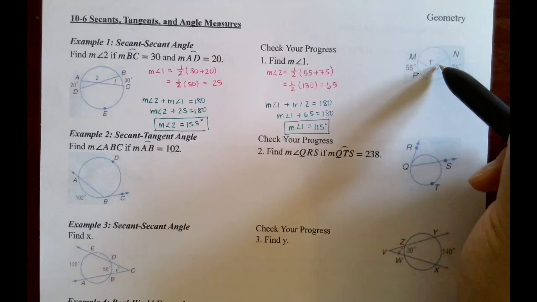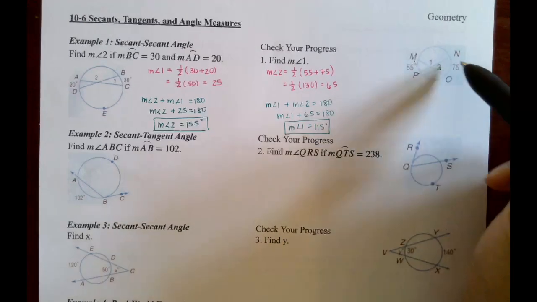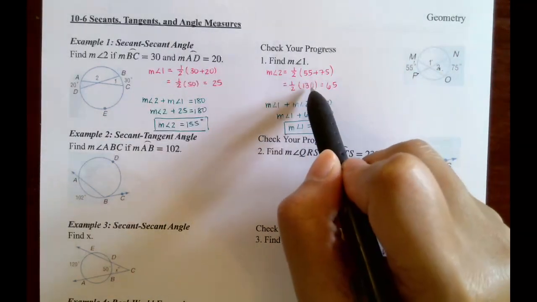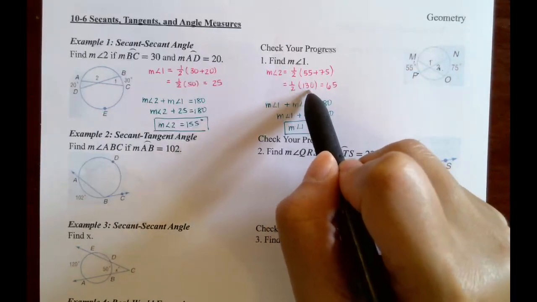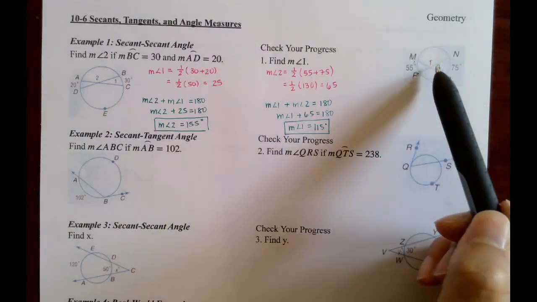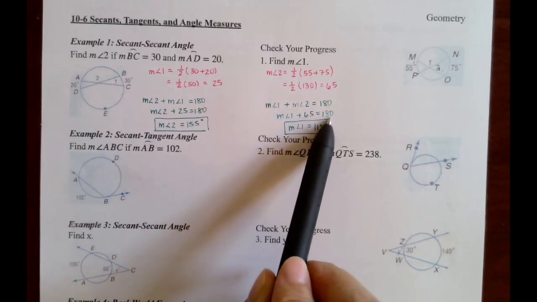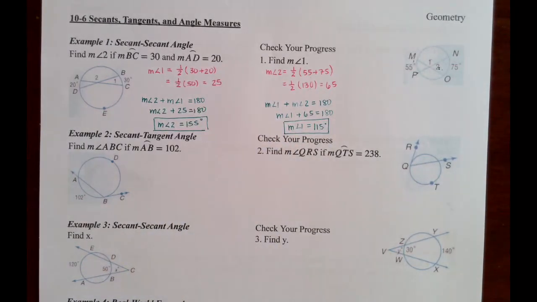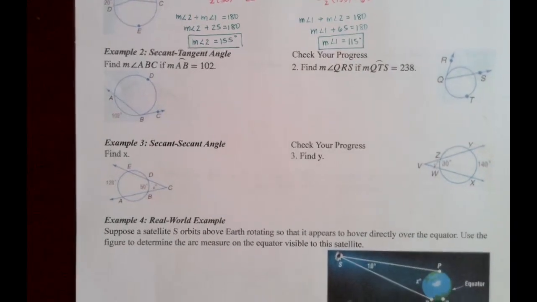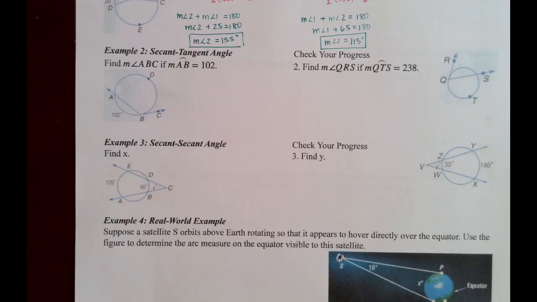Method 1 uses finding angle 2 first and then using a linear pair. That's what I did. Angle 2 is half of 55 plus 75, which is 130. Half of 130 is 65. So 65 plus this angle should equal 180 because they're a linear pair. Subtracting 65 on both sides, the measure of angle 1 is 115. So what happens if it's a secant and a tangent? That takes us to our next theorem.